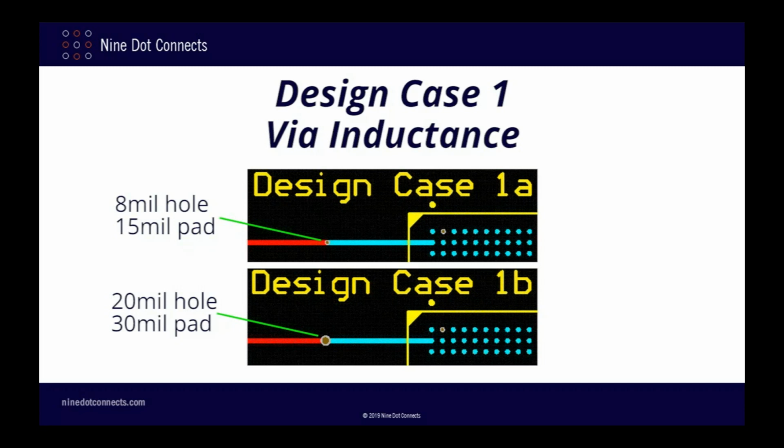So I fibbed a little when I claimed that the only change I made was to the diameter of the via. Since I wanted to simulate a real-world situation, I do have to accept the fact that other factors will also change as well.